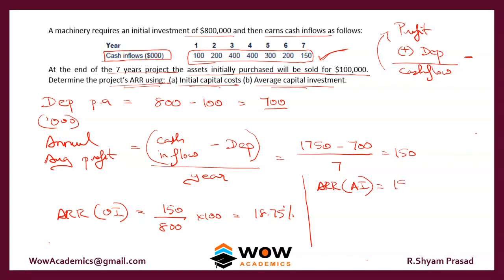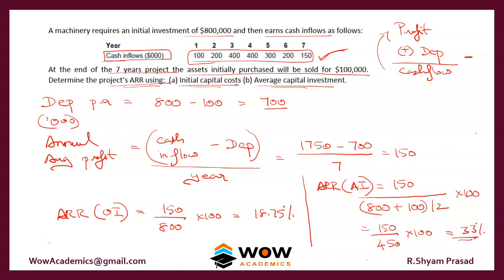So if you want to do the ARR on the average investment, we'll do it here. So the 150 remains the same, but the denominator alone changes. So the denominator changes as investment plus the scrap. The scrap is 100. So both numbers divided by 2. So our answer comes to 150 divided by 450, into 100. So the answer comes to 33%.